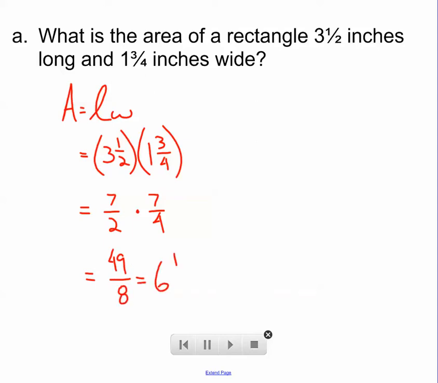because one, when we're talking about area, it just makes sense to use mixed numbers, and number two, the problem started with mixed numbers, so we should give our answer as a mixed number. 8 goes into 49 6 times. That would be 48, so we have 1 left over. So 6 1/8 square inches, or inches squared.